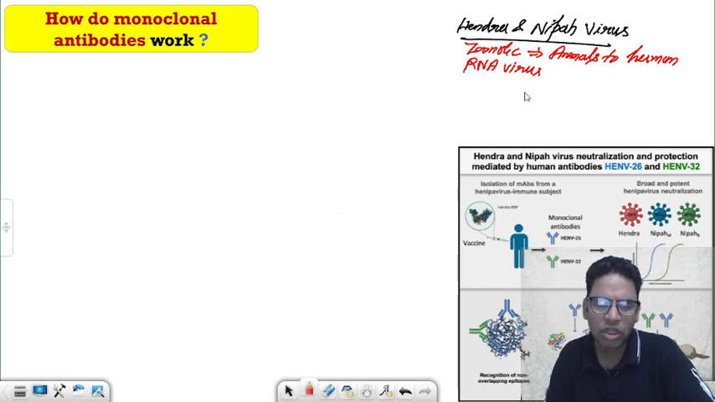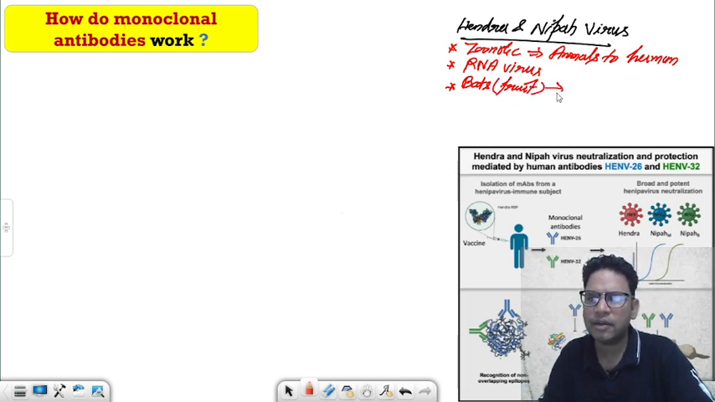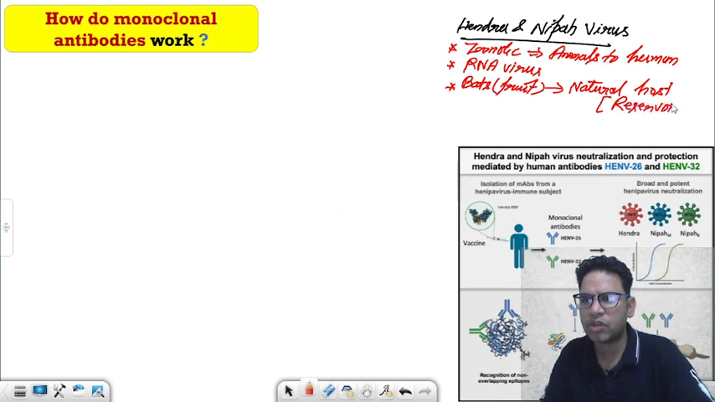Okay, both are of the same genus. We don't need to discuss that for the GS portion. They are RNA containing viruses. Bats are there, fruit bats. Fruit bats are their natural reservoir, natural host.